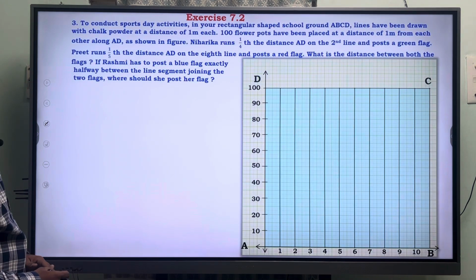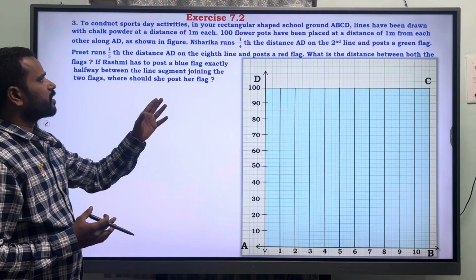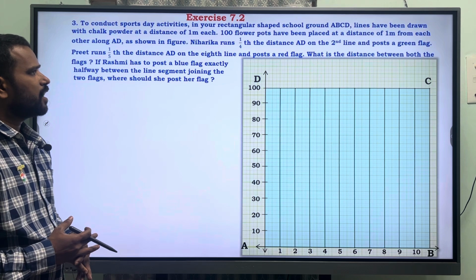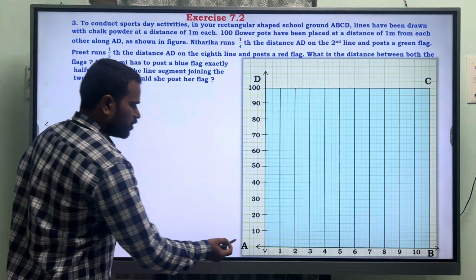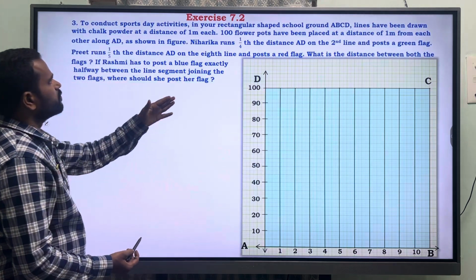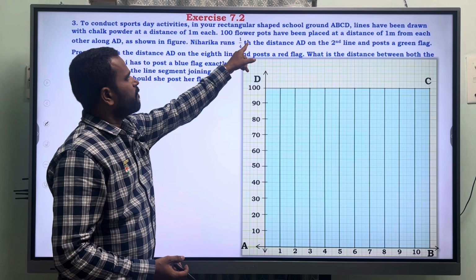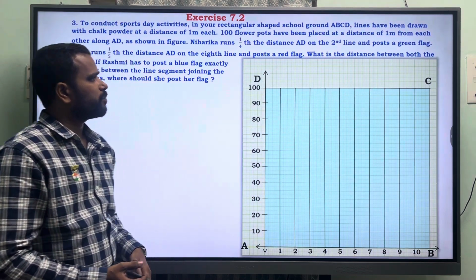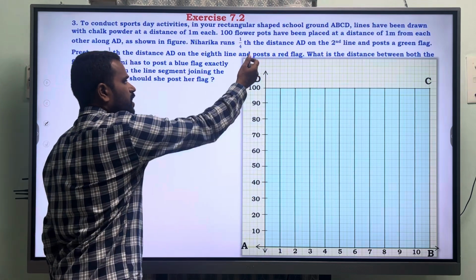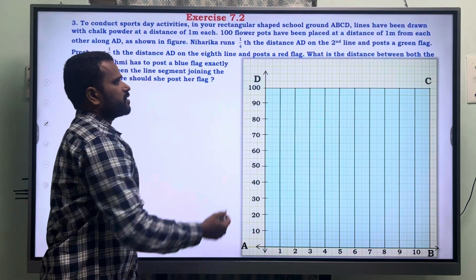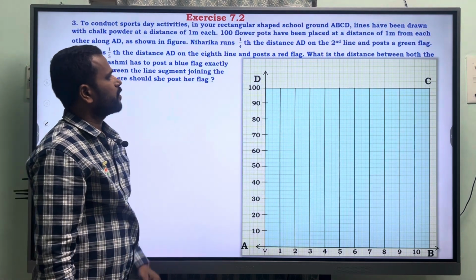Next problem. So to conduct sports day activities in your rectangular shaped school ground ABCD, lines have been drawn with chalk powder at a distance of 1 meter each. So at each meter they have drawn some what? Lines. 100 flower pots have been placed at a distance of 1 meter, means 100 flower pots. Here along AD, they have placed 100 flower pots. Okay.